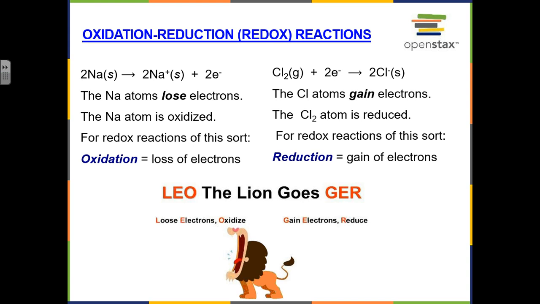Now, if you look at the chlorine atom, it gains electrons, and the chlorine atom gets reduced. And for redox reactions of this sort, it equates to reduction, which means the gaining of electrons.